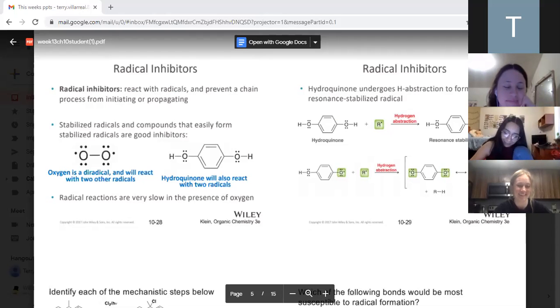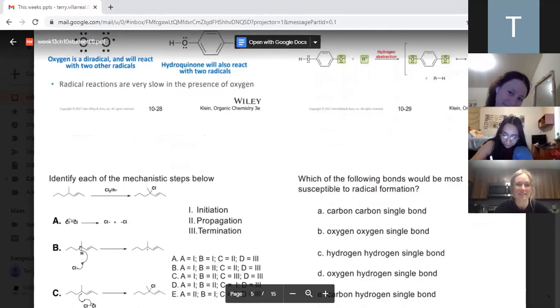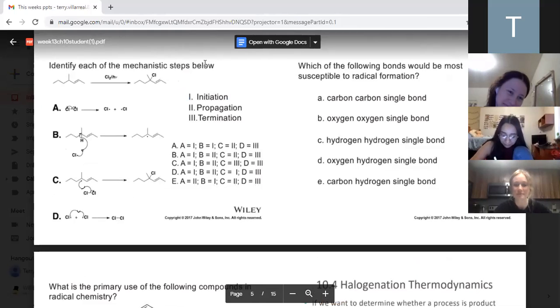That's okay. All right, so let's go ahead and continue on here. So questions, because I know you guys love questions. Identify each of the mechanistic steps below. So go ahead and try and identify those. I'm gonna go grab a drink. I'll let you guys work on this. I'll be back in like a minute.